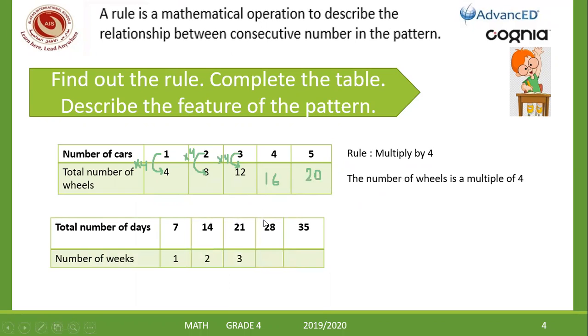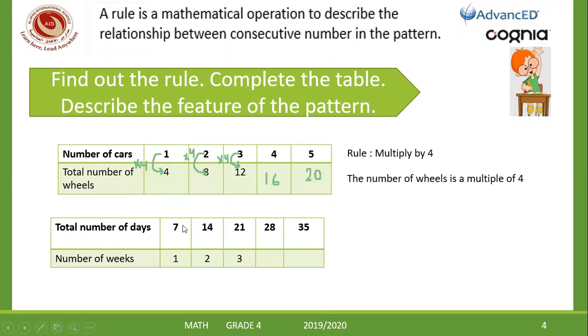With me in the second example, this table is expressing for me the total number of days and the number of weeks. 7 days, it means 1 week, 14 days, 2 weeks, 21 days, 3 weeks. What's the relationship between the number of the days and the number of the weeks?